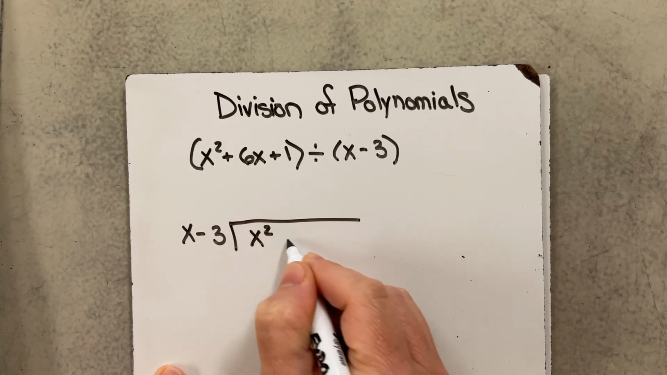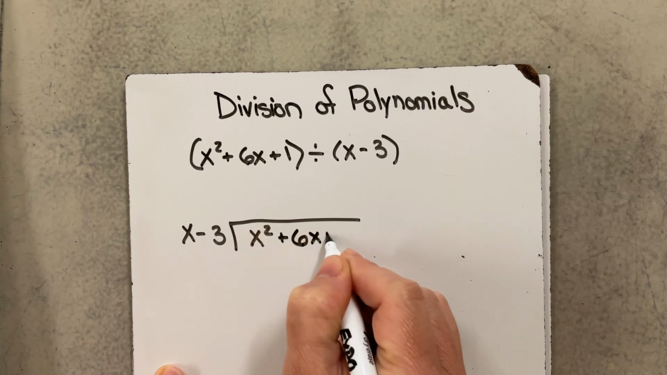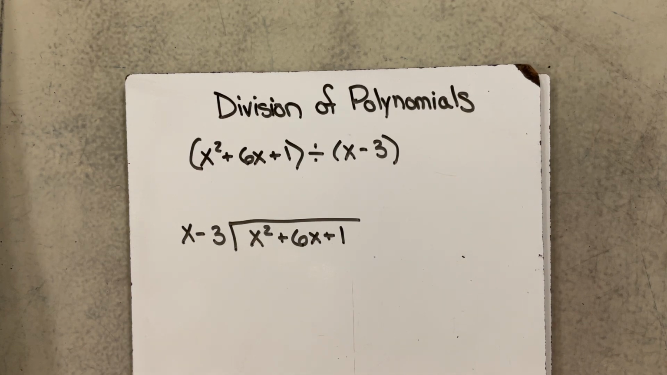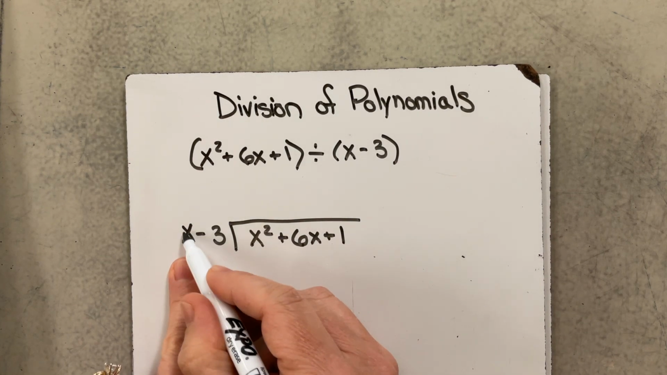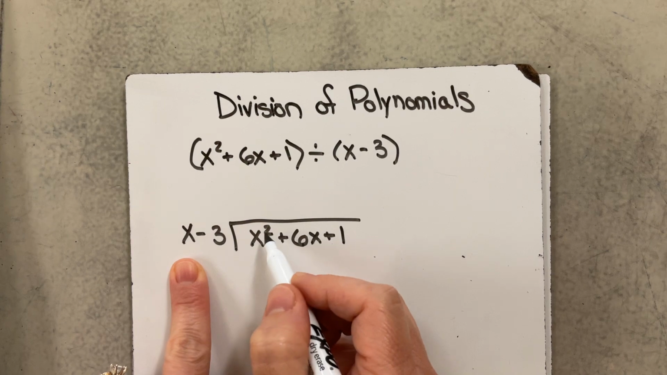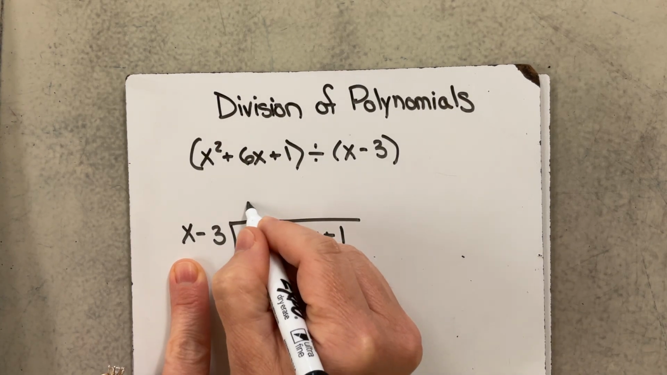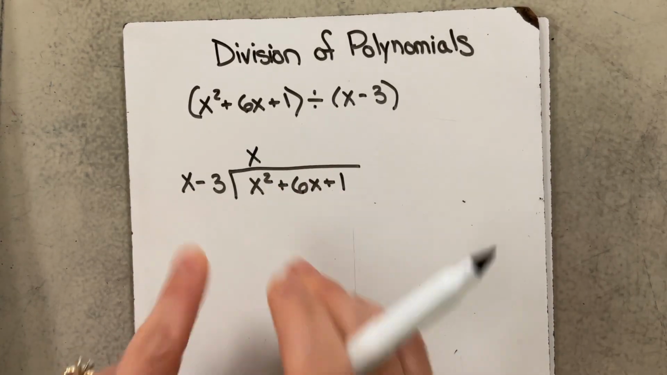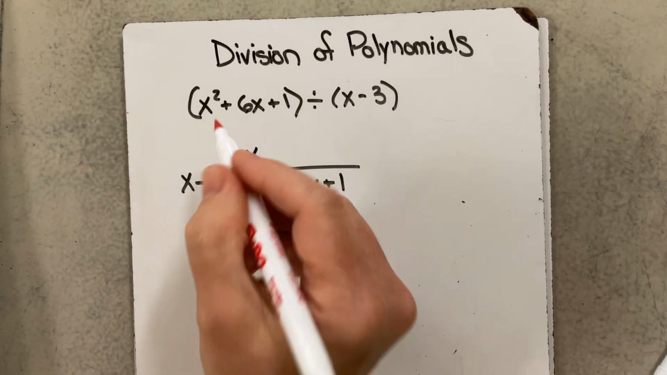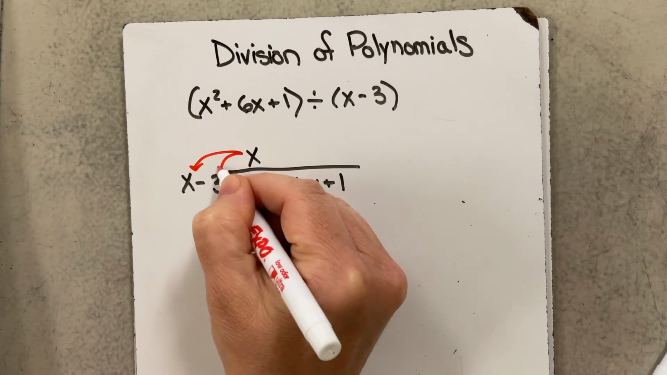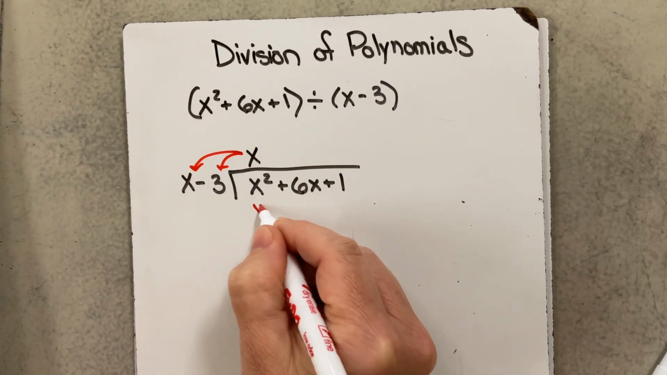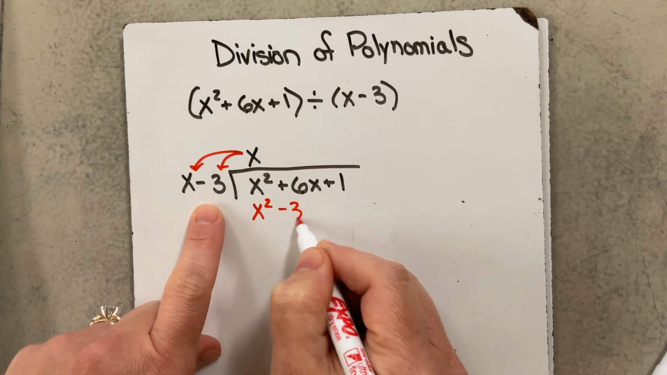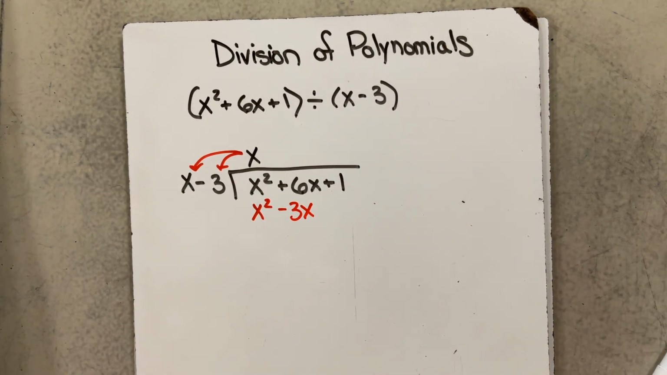So x squared plus 6x plus 1 goes inside. This is doing the dividing, so the x minus 3 goes on the outside. Now, x times what would give you x squared? Well, x times x is x squared. So the x goes there, and now we're going to multiply. So I'm multiplying this x to each piece. So x times x is x squared, and x times the negative 3 is negative 3x.